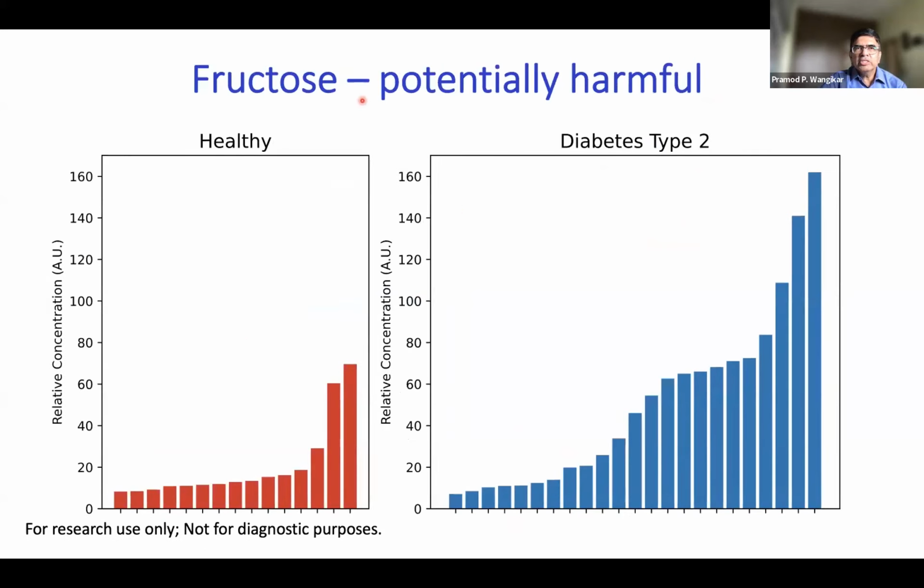Fructose is a C6 sugar, which can potentially accumulate in our blood plasma. And we can see that in diabetes, it accumulates much more than in the healthy population. And fructose has been reported to be potentially more harmful in terms of its effects on cardiovascular disease and so on, microvascular damage, than glucose itself. So this is something to watch out for.